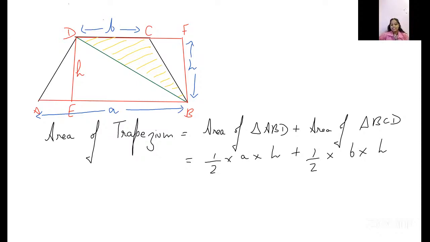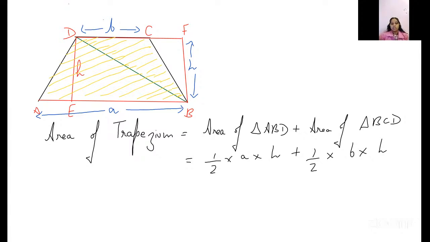Why? Because this whole thing, which I'm shading in yellow, is our trapezium, and it has two triangles: triangle DAB and triangle BCD. So half base into height for this, half base into height for that. Both the triangles, we sum them up.